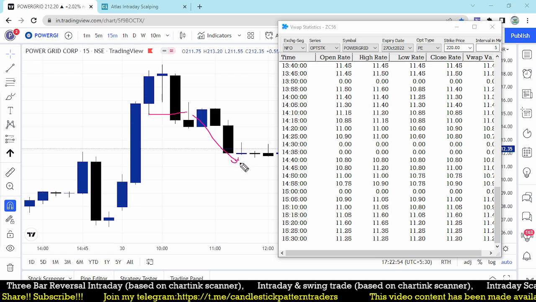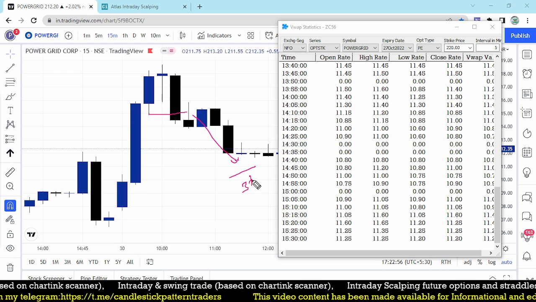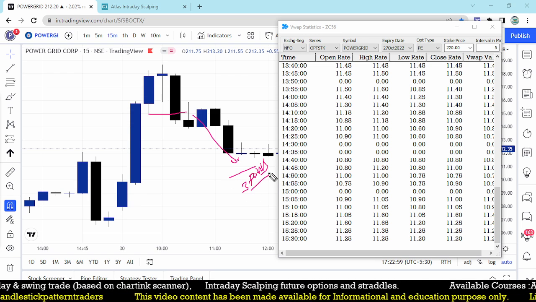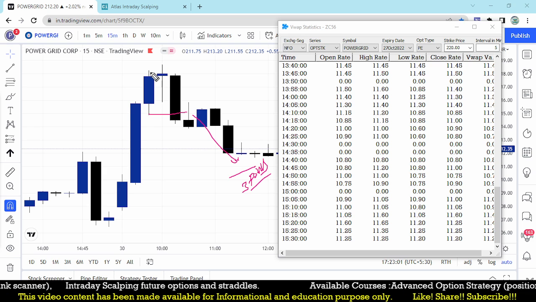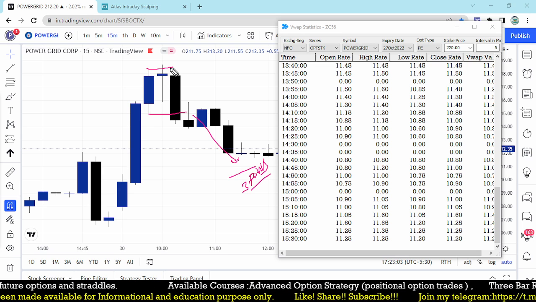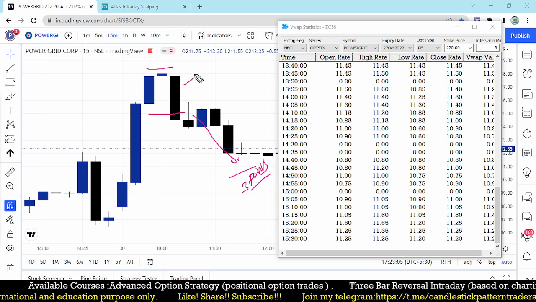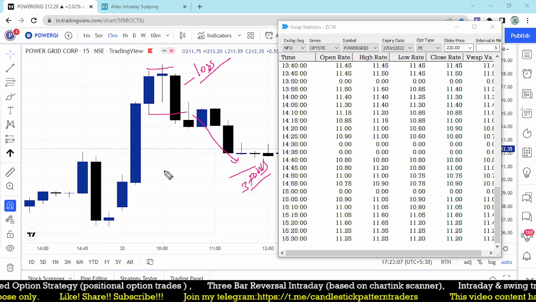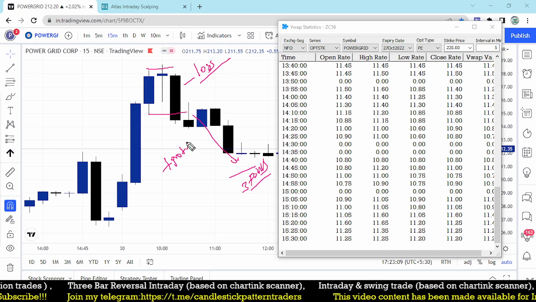My 3 rupees target got triggered at this particular time, 3 points, while I'm making a stop. That is my 3 rupees from the day high. Not the day high, the candle high. The initial trade got lost, and the second trade ended with a profit.